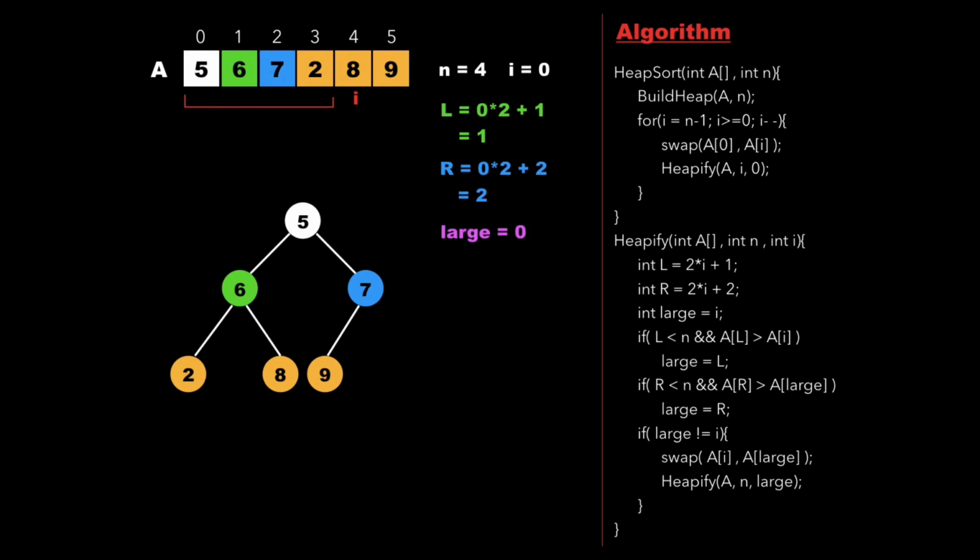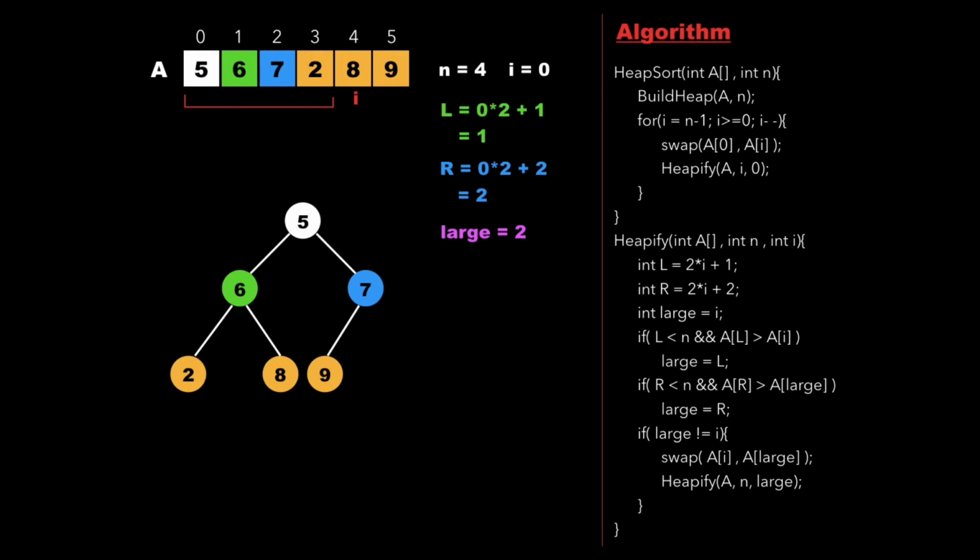We also initialize large to 0, check whether L is less than n, and also A of L is greater than A of I, that is we check if 6 is greater than 5. Since 6 is greater than 5, we update the value of large as the index of 6, which is 1. And again we check whether R is less than n and A of R is greater than A of large, that is we check whether 7 is greater than 6. If so, we update the value of large as the index of 7. That is, the new value of large is 2.